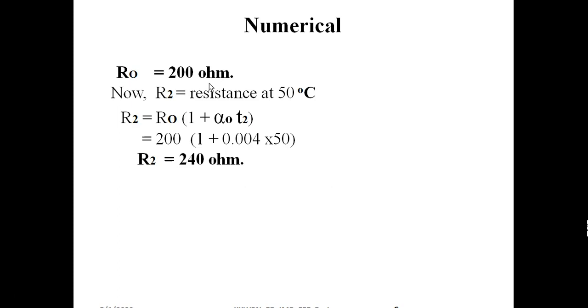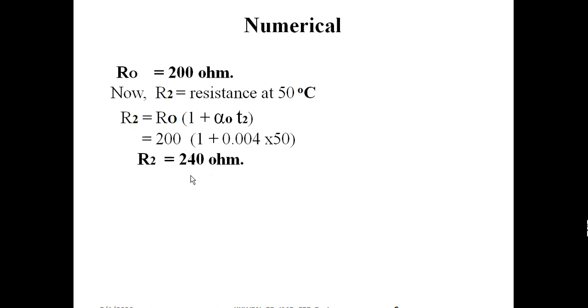In addition to R0, we also have to calculate the resistance at another temperature, that is T2 = 50 degree centigrade. Call the value of that resistance R2, that is the resistance at 50 degree centigrade. Again use the similar equation that we have written previously, RT = R0(1 + alpha 0 T). Now, T will be replaced by T2, R0 we have just calculated, alpha 0 we already know, and T2 is also given. Put in the values of all parameters and get the product. Our answer will be R2 = 240 ohm.